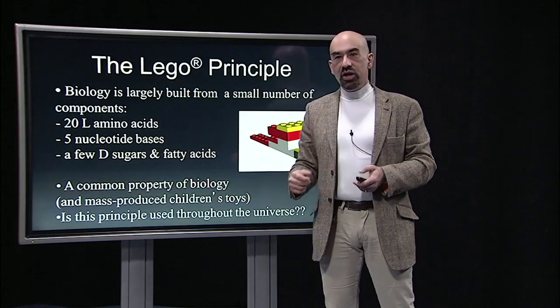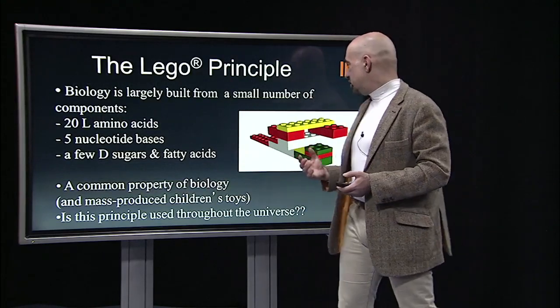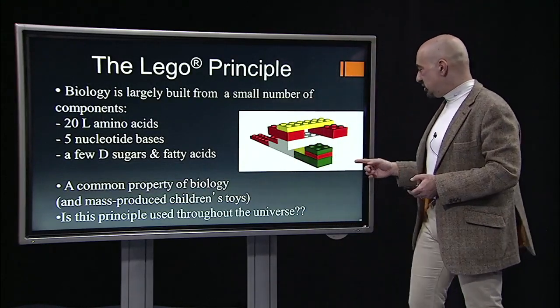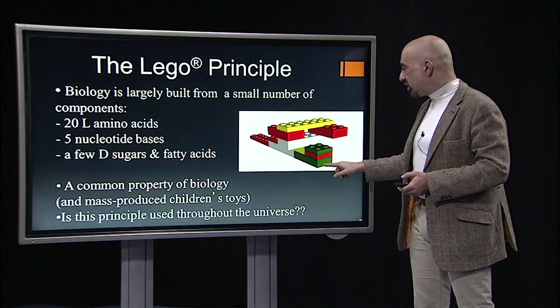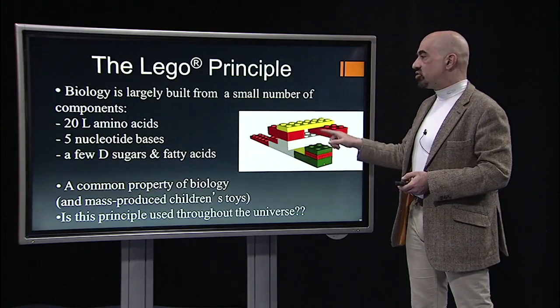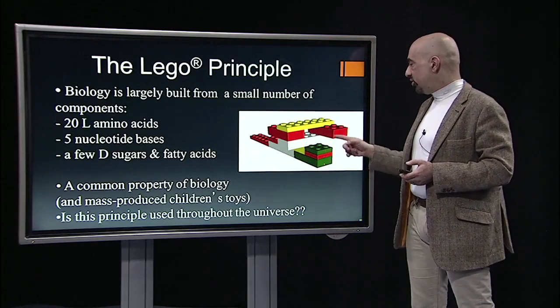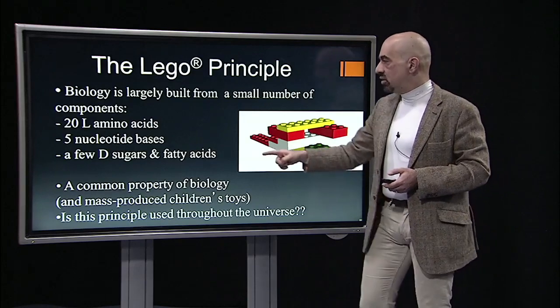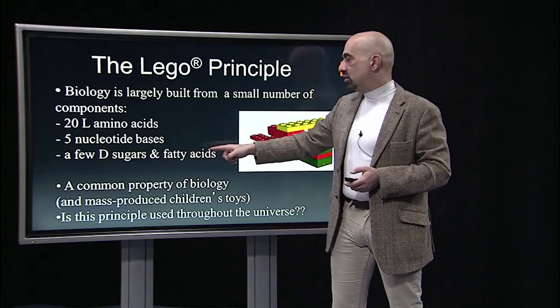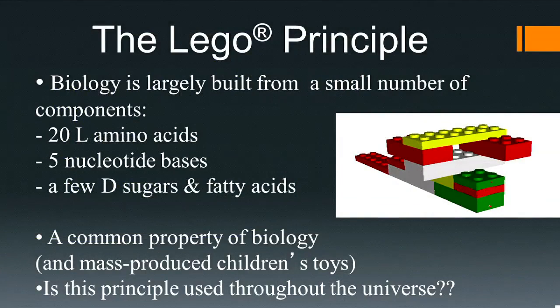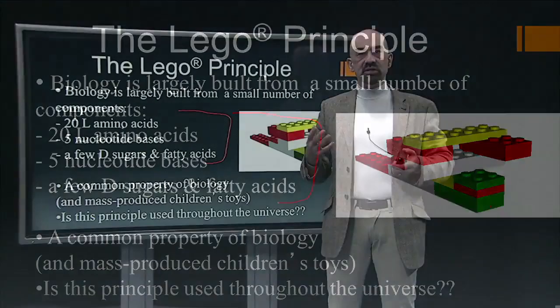This is what might be called the Lego principle of biology. With Legos, you can take simple building blocks and build complex structures. All of biology is made up of a handful of these simple building blocks: 20 amino acids, 5 nucleotide bases, a few sugars and fatty acids, and out of these simple pieces, we assemble more complex structures. In fact, a lot of nature is like this.